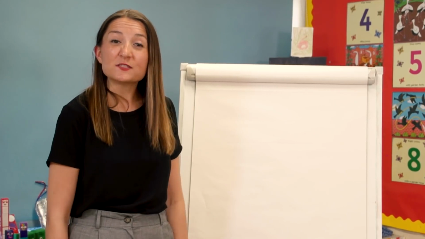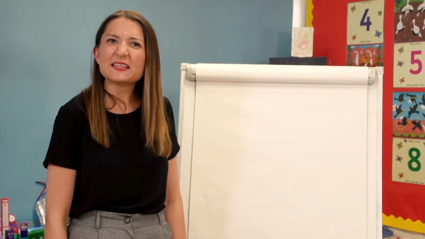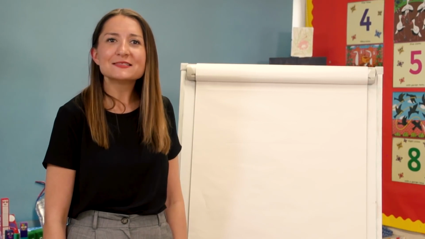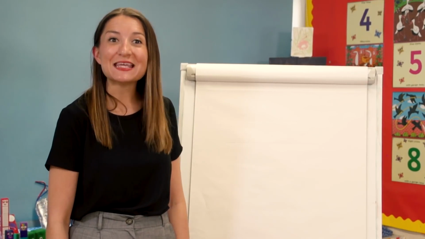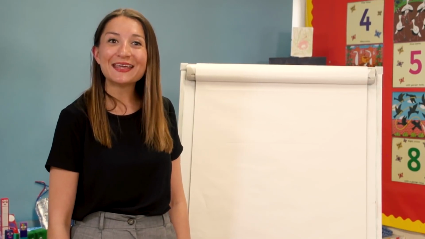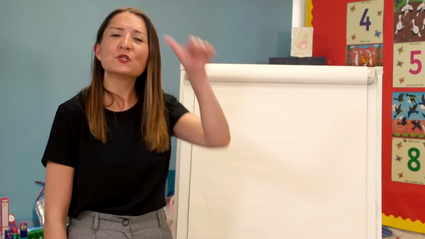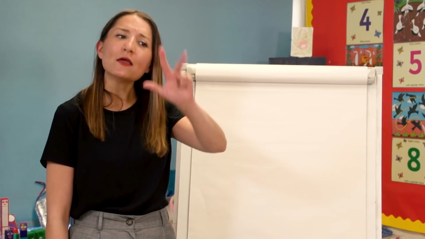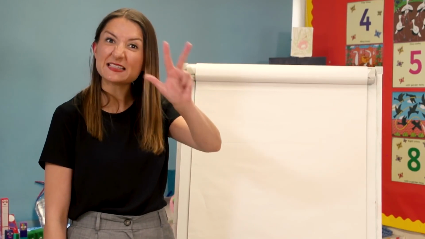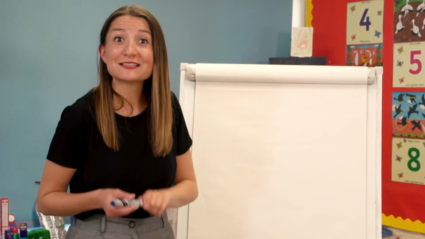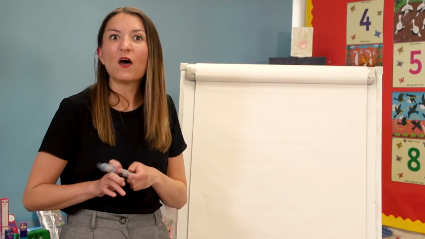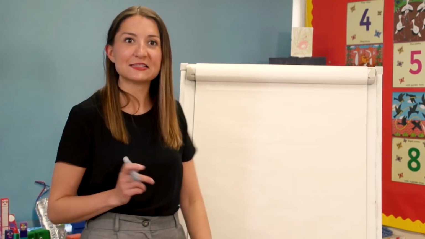Let's spell two words with our review sounds. Let's spell teeth. Segment the sounds with me. Teeth. t, ee, th. Let's count how many sounds there are. t, ee, th. That's 3 sounds. Watch me write teeth. Remember, I need 3 sounds.